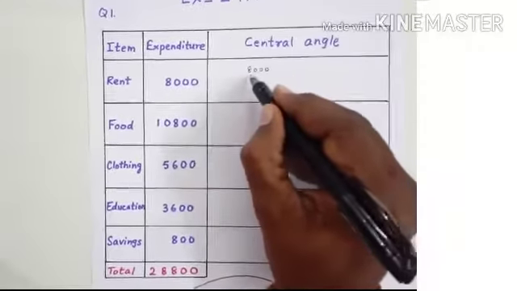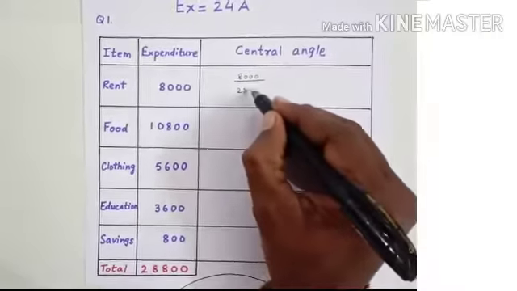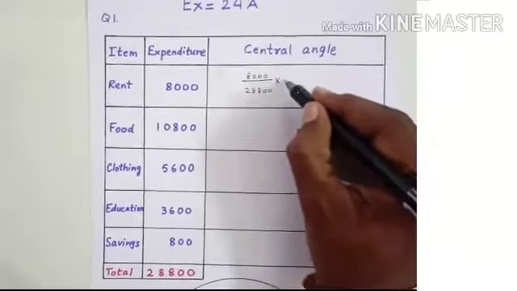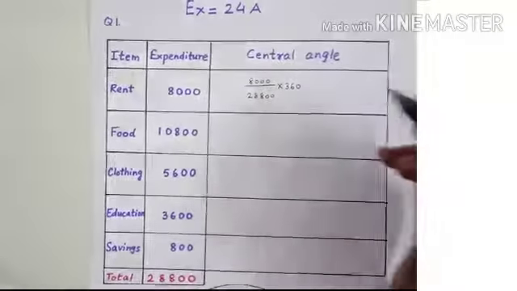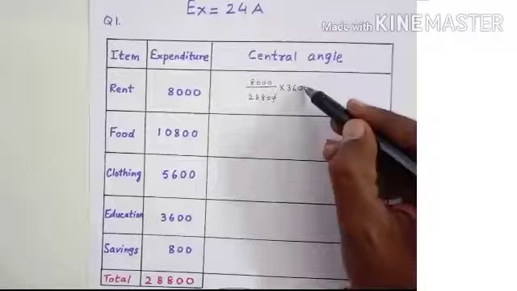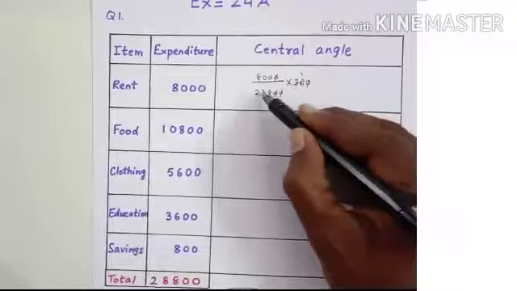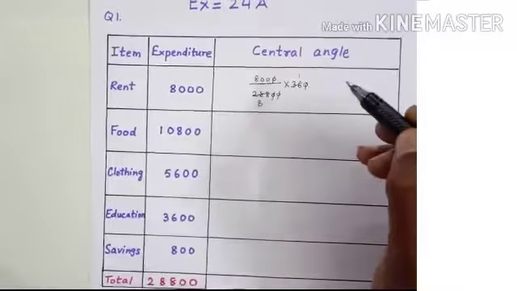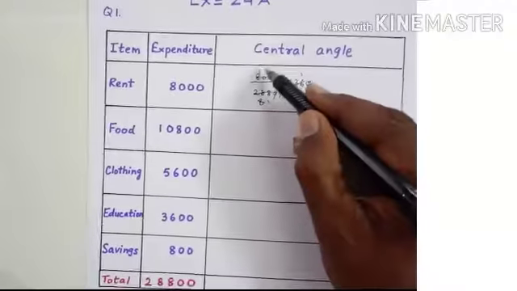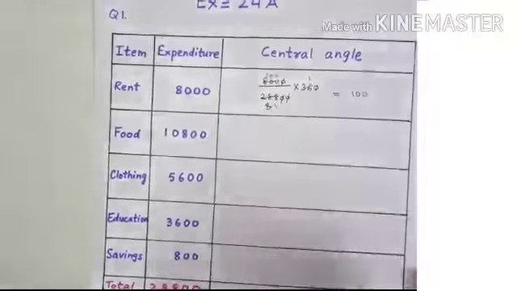8,000 is out of 28,800. We have to multiply it by 360 because we have to make the pie chart in a circle. Now 0 and 0 cancel, this 0 and this 0 cancel. 36 ones are 36 and 36 eights are 288. 8 ones are 8, 8 ones are 8, and 0, equal, it will come to 100 degrees.